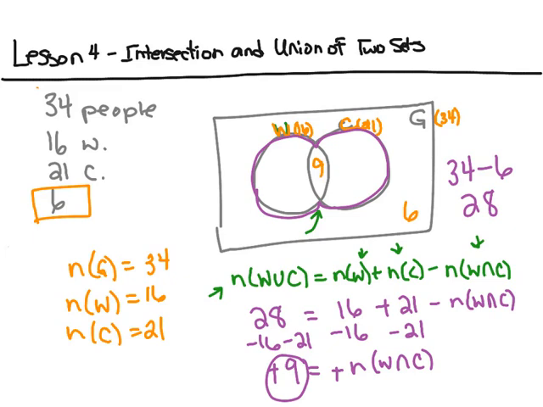Now we need to find our other two sections. So for W, we have 16 minus 9, which is 7. And for C, we have 21 minus 9, which is 12. So we're able to see that 12 people only do cardio, 7 people only do weight training, and 9 people do both, and 6 people don't go to the gym 3 times a week.